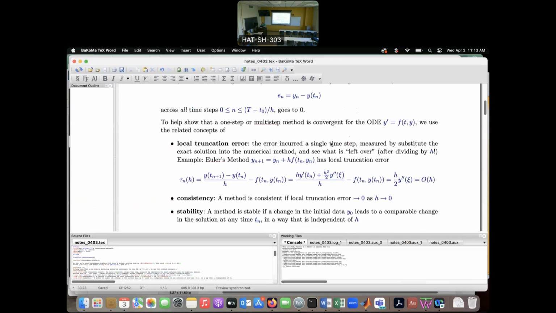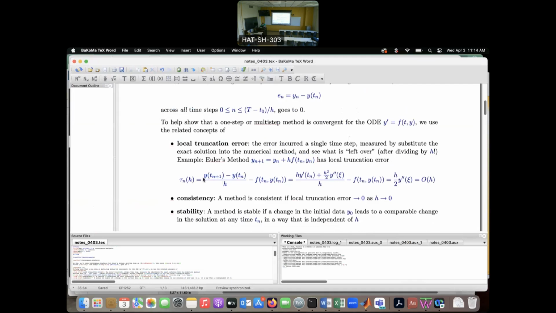Then whatever's left over after dividing by h, we call the local truncation error. So I'll just illustrate local truncation error with Euler's method. What I do is, I've rewritten Euler's method so that everything is moved onto one side, set equal to 0, and then divided by h. And that leads me to this expression right here.